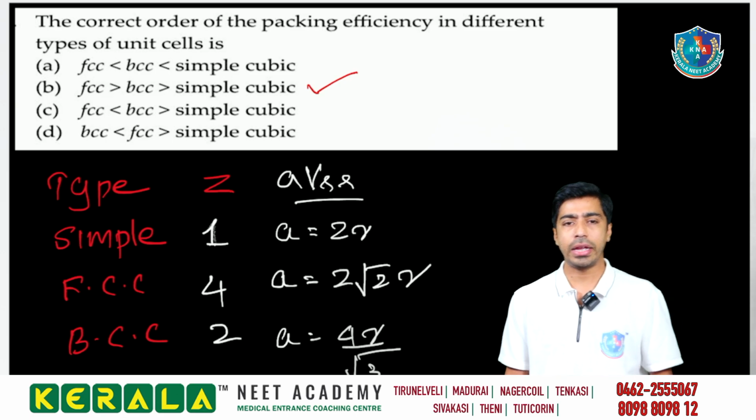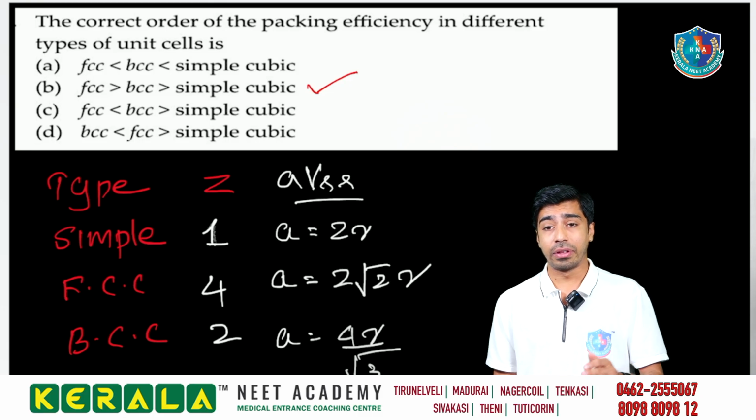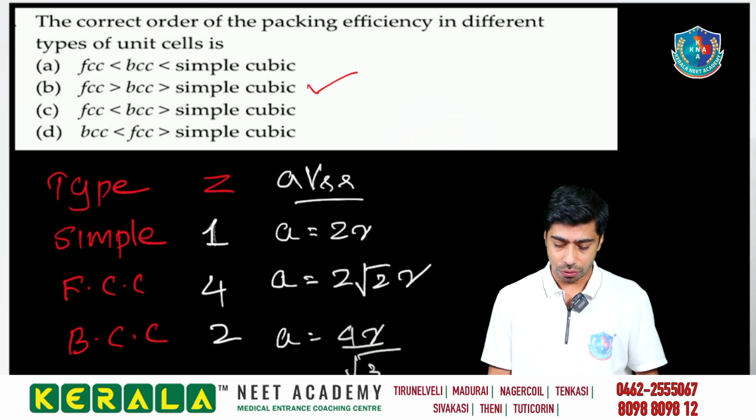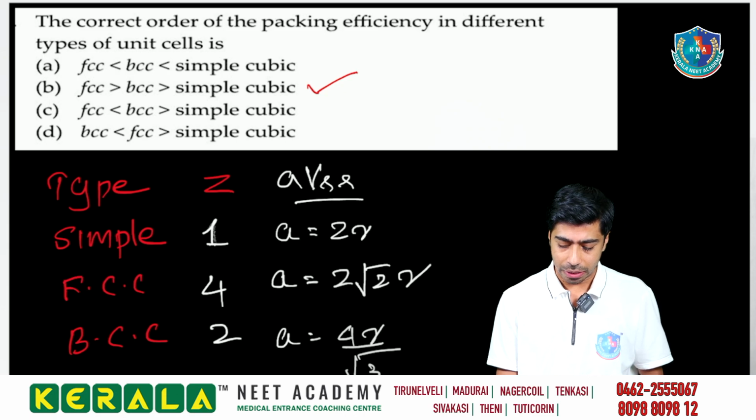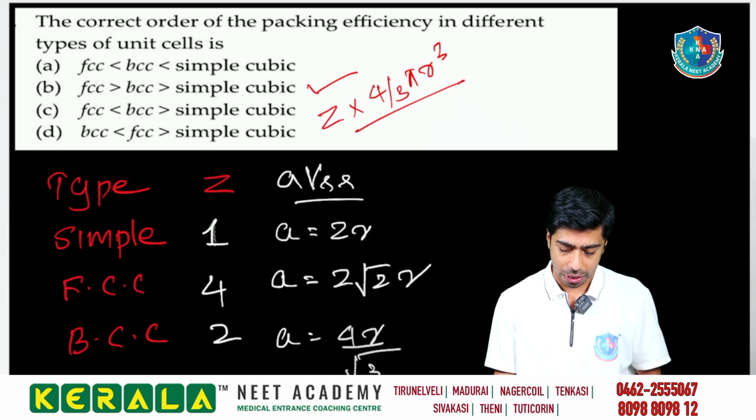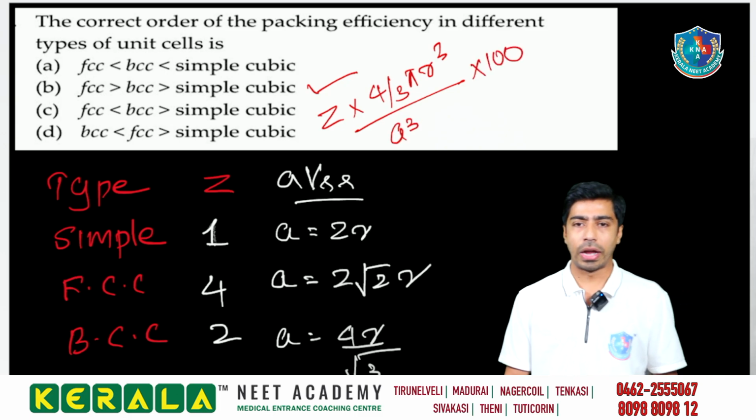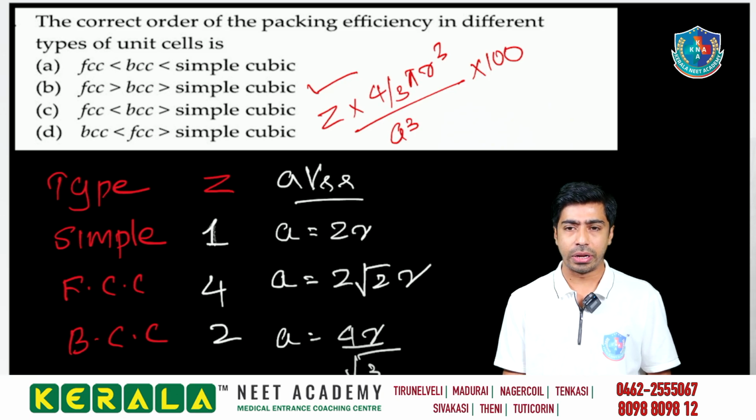So you know the value of A and you know the value of Z. And we have the equation for packing efficiency. So the equation for packing efficiency will be Z into 4 by 3 pi r cube divided by A cube into 100. Okay. So you know the value of A, so you can substitute A cube accordingly.